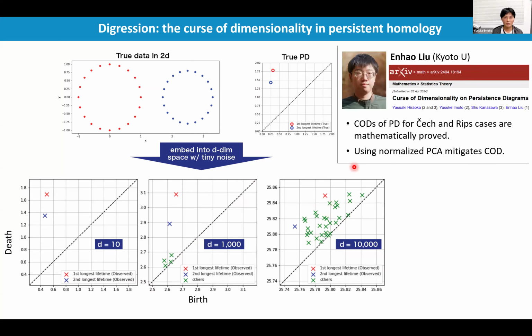Regarding this observation, Mr. Liu, who is a member of our laboratory, mathematically proved the curse of dimensionality in persistence diagrams for Čech and Lipschitz cases. Moreover, he showed that utilizing normalized PCA mitigates the curse of dimensionality in persistence diagrams. Please see his preprint for details.